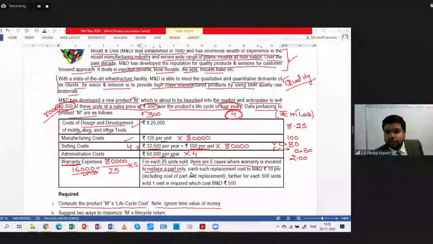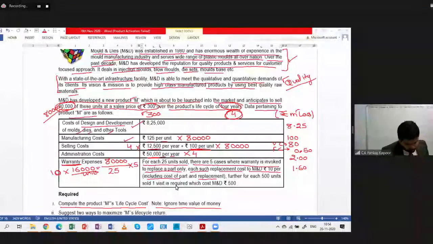Okay, now read further. Each such replacement costs M&D rupees 10, including the cost of part and the replacement cost. So 16,000 units come back to us, on which the warranty was invoked, and we need to replace a part. And for replacing the part, we need to incur 10 rupees. So 10 rupees into 16,000, it will be 1.6 lakh.